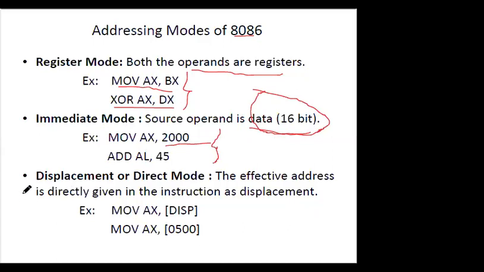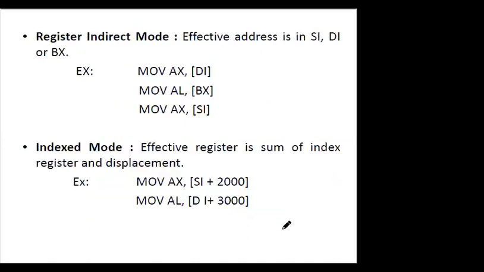Then the next is displacement or direct mode. You are all familiar with the direct mode of addressing, but it is also known as displacement. Actually, direct mode is displacement as we are providing a value. The effective address is directly given in the instruction as displacement. This value is known as displacement. So this is the direct mode of addressing.